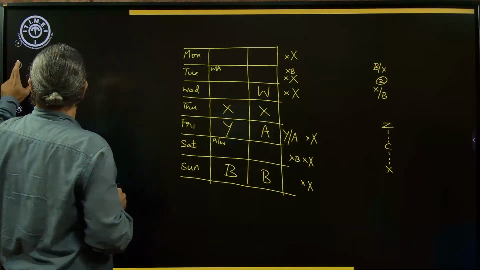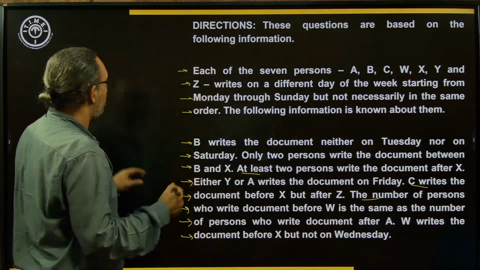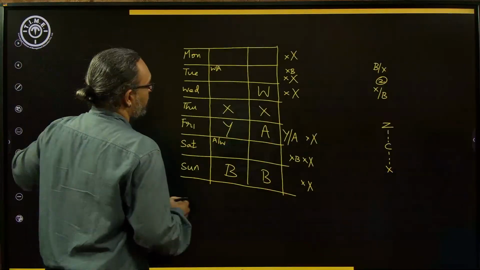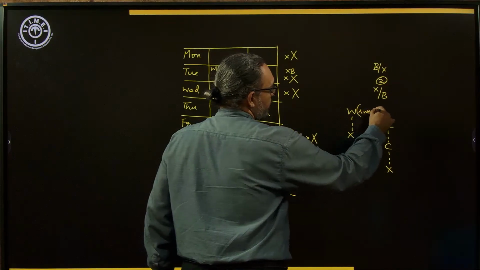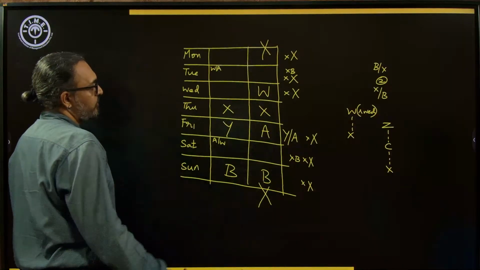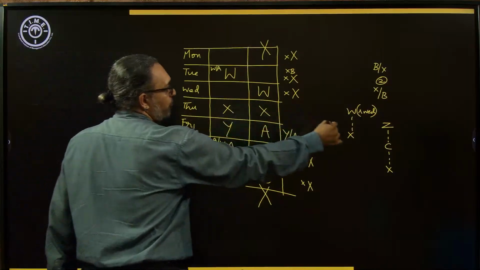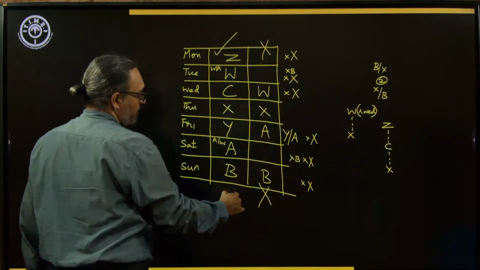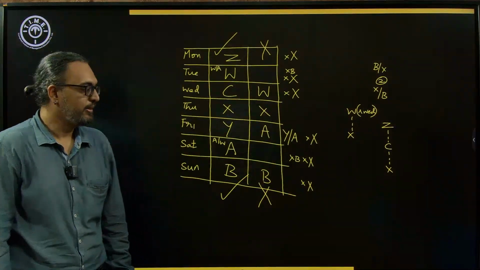Then W writes the document before X, but not on Wednesday. So W has to come before X, but W cannot be on a Wednesday. That means the second case is now ruled out. So if W has to be before X, W is here, then A will be here. And then before X, you have Z and C. So you put Z and C, and that fixes our final arrangement.